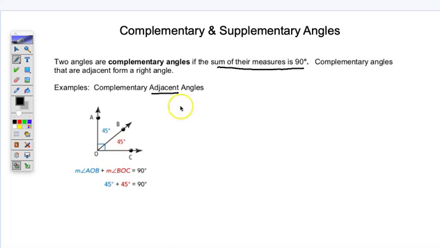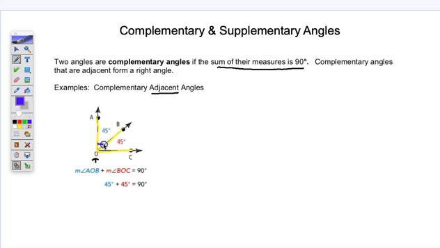So again, to be adjacent, they have to share a vertex. Like in this example, they're sharing O. And they have to also sum to 90 degrees. So if I highlight these angles again, you can see that angle AOB and BOC share side OB. And they also at the same time form that 90-degree angle.